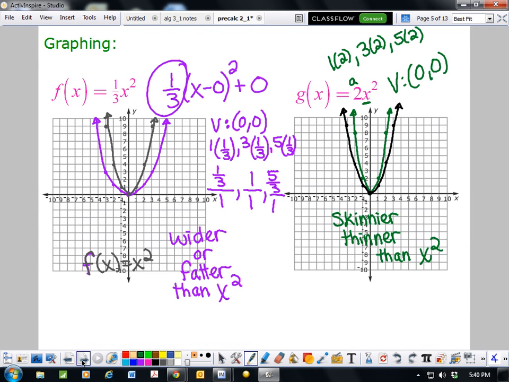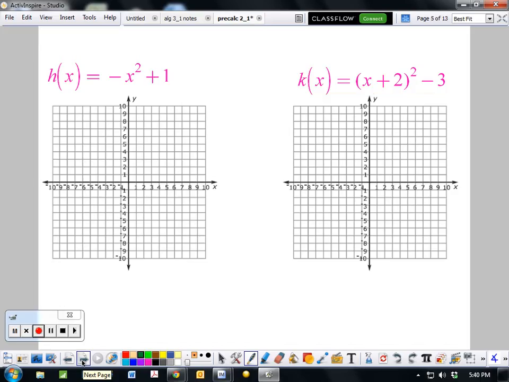Okay, so we're going to look at another graph. We now have our function h is negative x squared plus 1. So now we're going to have a vertex of, there's nothing inside here, so 0, and then I have the plus 1 at the end. So my vertex is (0, 1).